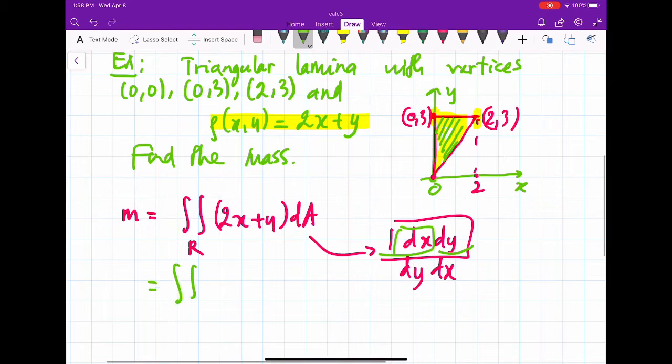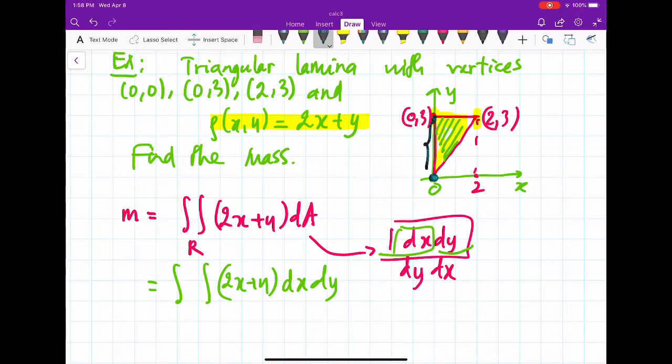All right, look at this. Let me rewrite this in here. We don't need R in here. I need to find integration limits. So (2x plus y) dx dy, right? We know from this picture y goes from 0 to 3. That is the interval of y. So I already have 0 and 3 right here.